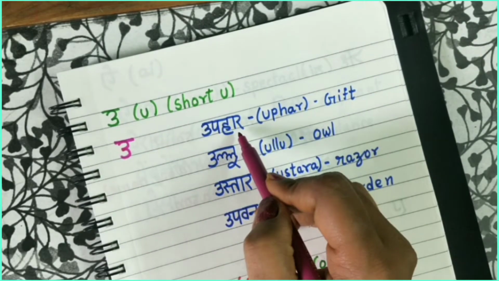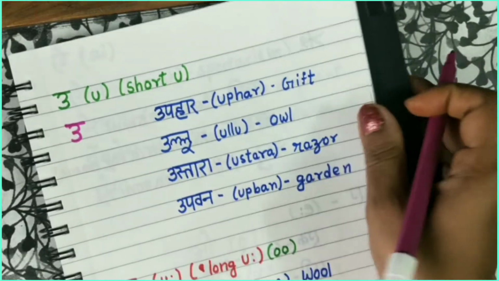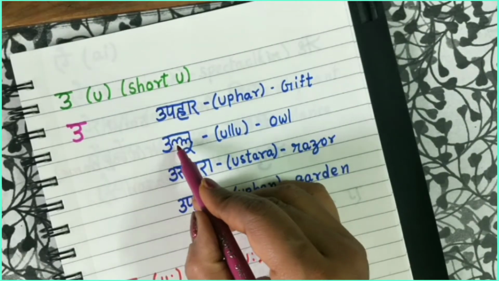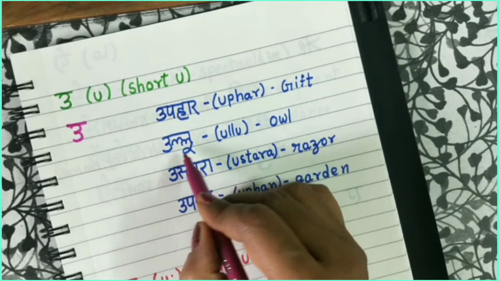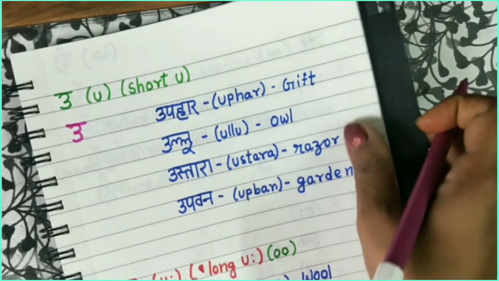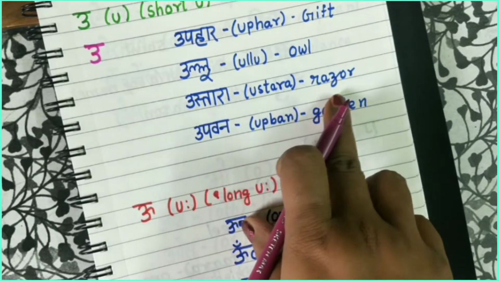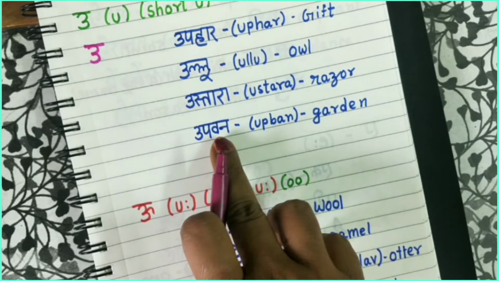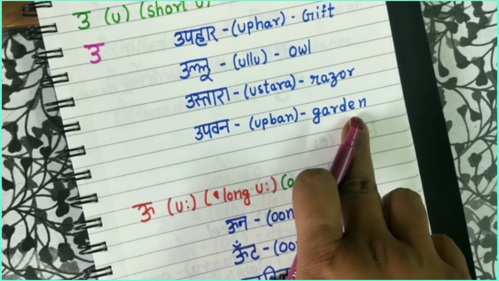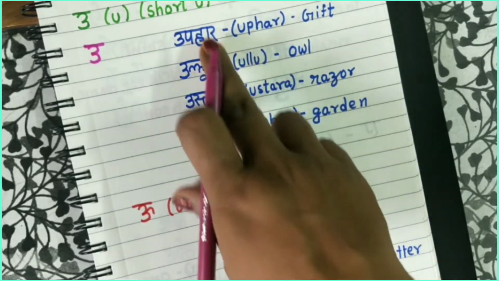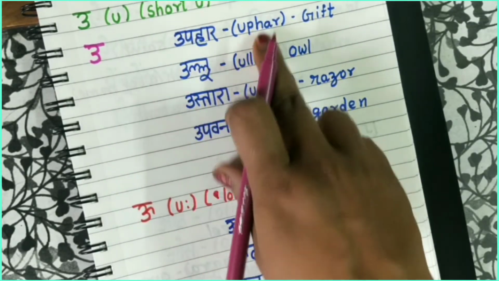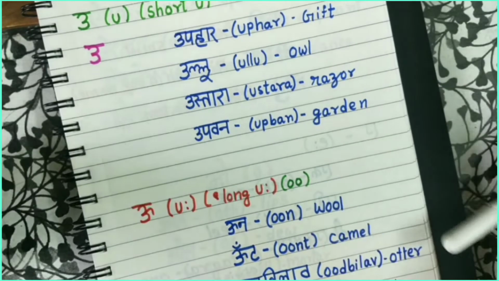Upahar. Upahar means gift. Ullu: u, half la, then full la, then u ki matra. That is ullu. Ullu means owl. Ustara. Ustara means razor. Upavan. Upavan means garden. I already have written the pronunciation of these Hindi words in English. Okay, so it will definitely help you.